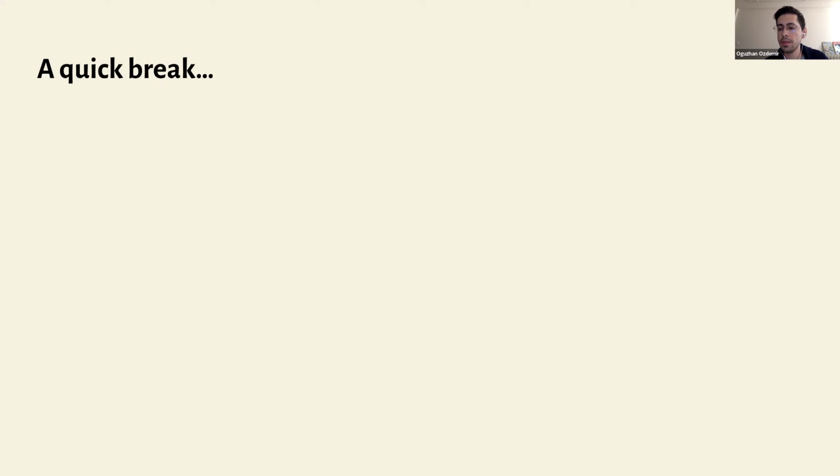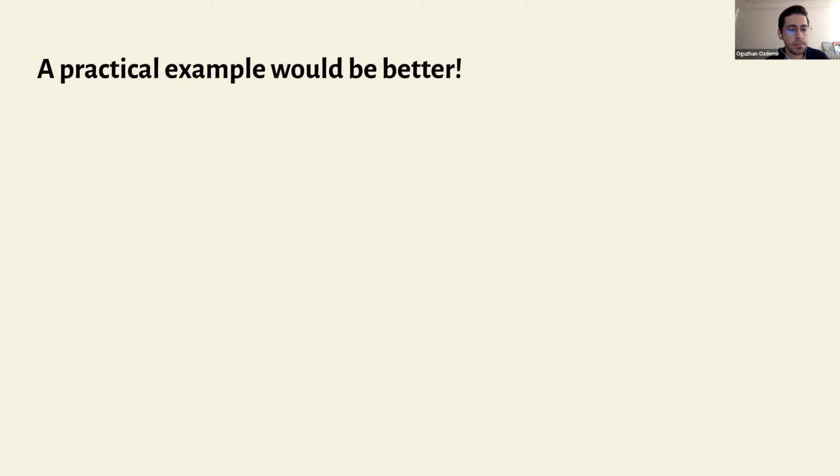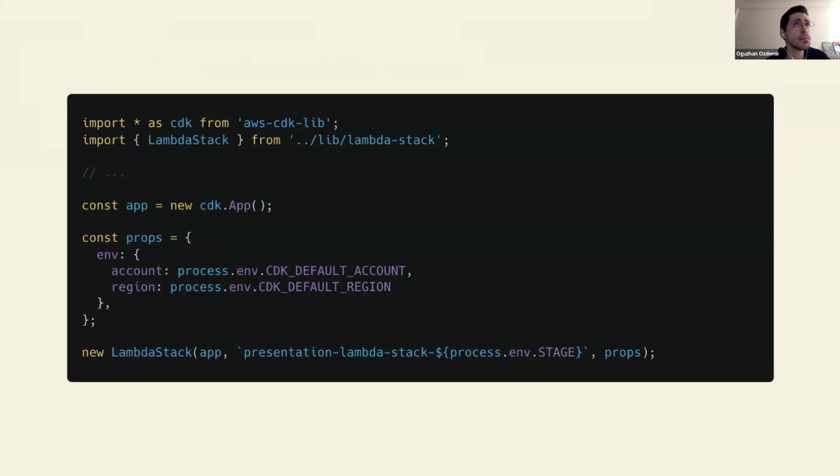So let's see some examples, and let's start with a simple serverless stack where we create an AWS Lambda. In this snippet, you are seeing some imports where we import the AWS CDK library, and we are creating a CDK app, and we are naming our resources as Lambda stack.